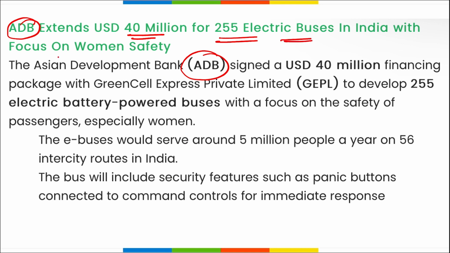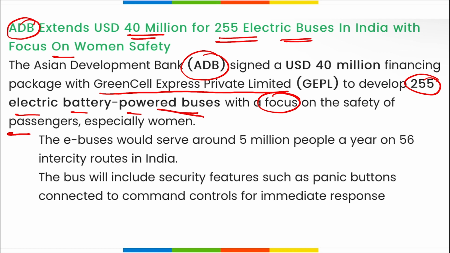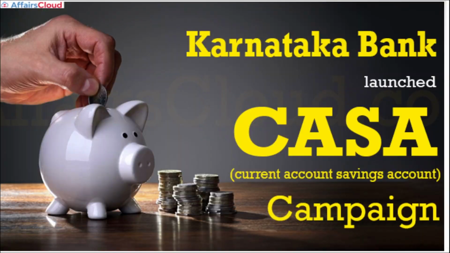Moving on. Next, again remember, Asian Development Bank has extended a loan of $40 million for another 225 electric buses in India with a focus on women's safety. Green Cell Express Private Limited will develop 255 electric battery-powered buses, and the sole focus here will be on the safety of passengers, especially women. Asian Development Bank has provided another $40 million loan for these same 255 electric buses.